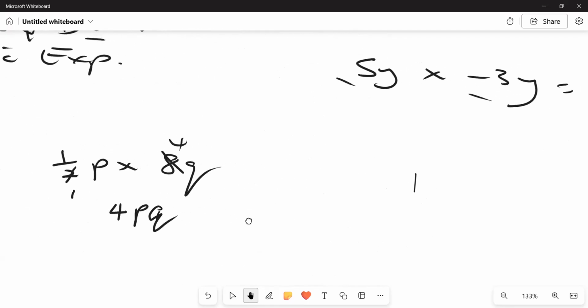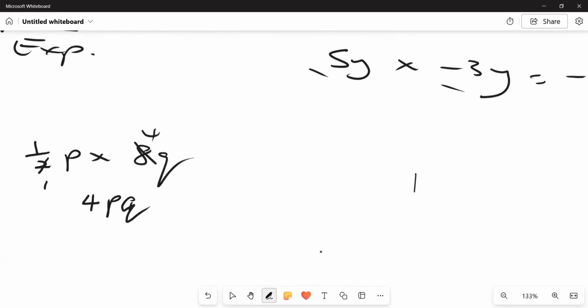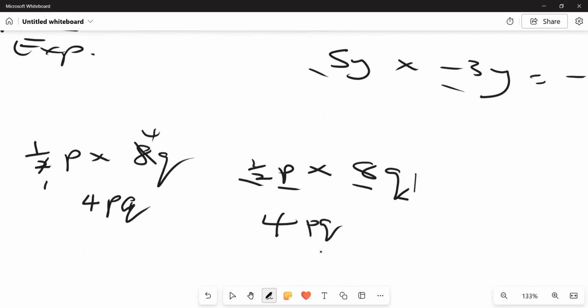All right. So let me write it. Half p times 8q. You can multiply this number by that number. Half by 8 is 4. P by q is pq, not p plus q. Remember, you're multiplying.